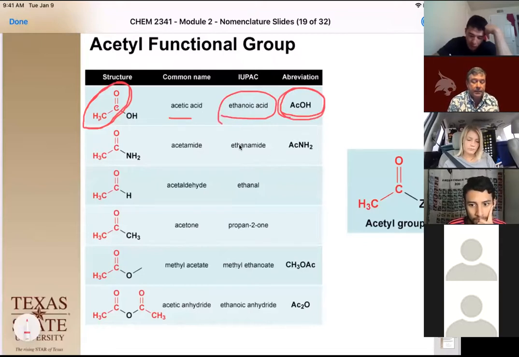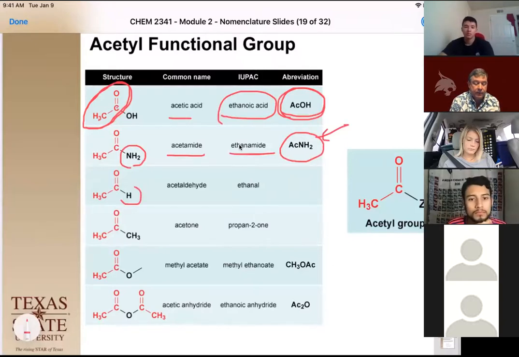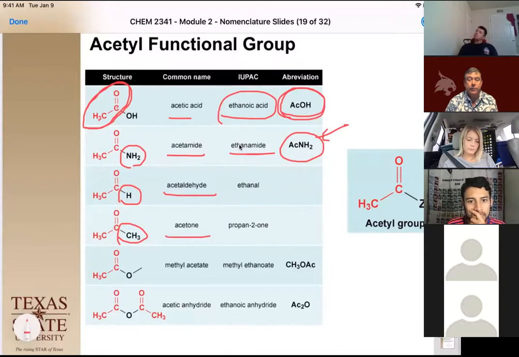If we derivatize it as an amide, we call it acetamide, or ethanamide if we were naming it by the IUPAC name. This is the common name here. This is actually used as a solvent a lot of times, so we'll see that a lot as well. If we have the aldehyde version of it, we call it acetaldehyde. The ketone version of it, acetone. The ester of it, methyl acetate.